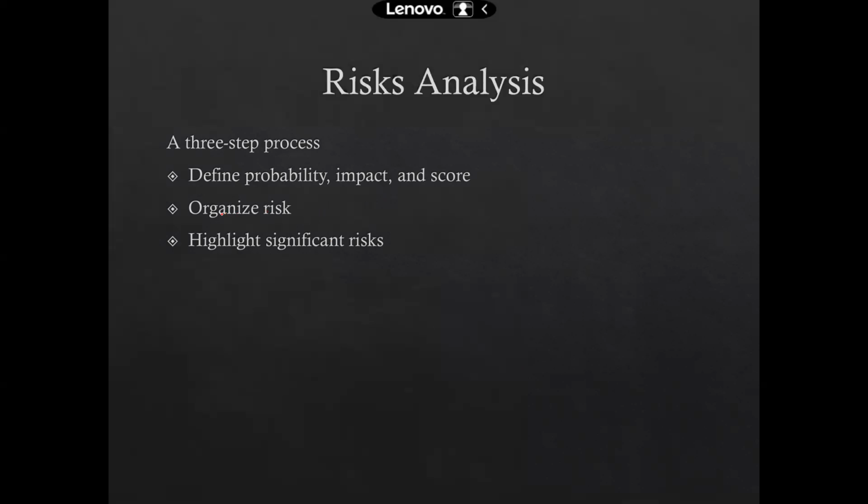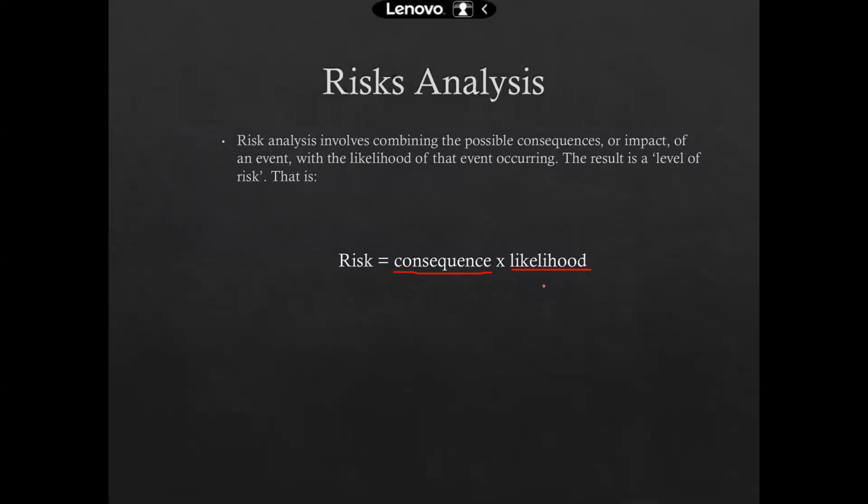The second step is to organize the risks and highlight the significant ones, categorizing them into low risk, medium risk, and high risk. And we are going to make a P&I matrix. This is P, the probability or likelihood, and this is your impact, which we call I. So it becomes a P cross I matrix, where we would be able to see where the potential risk actually lies.